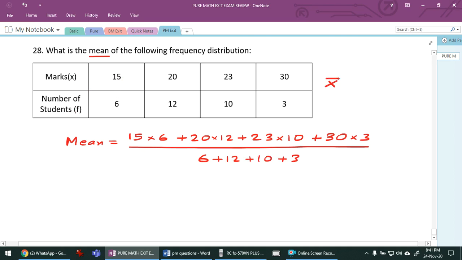So the rule is sigma x into f divided by sigma f. Multiply each x with f, then total it. Sigma means total, divided by total of frequency. That means you have to add all the f's. So mean equal to 15 into 6, 20 into 12, 23 into 10, 30 into 3, all you have to add, divided by this. So this is equal to 650 divided by 31. The answer is 20.97.